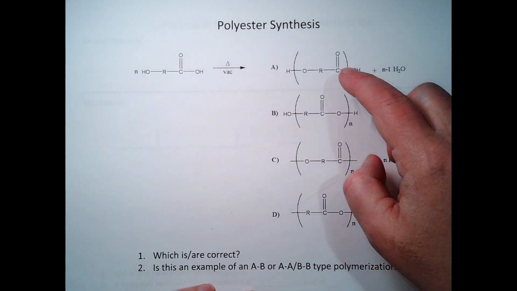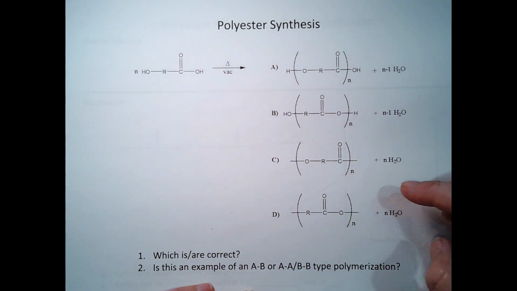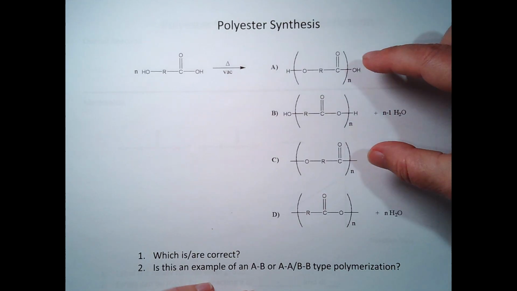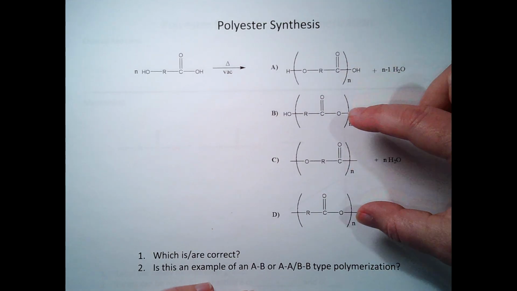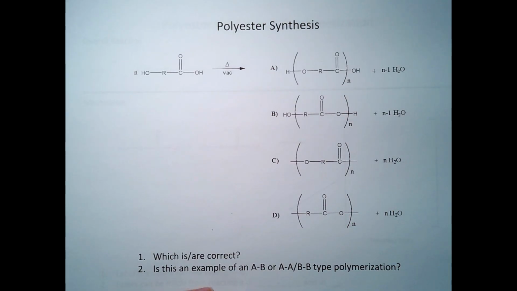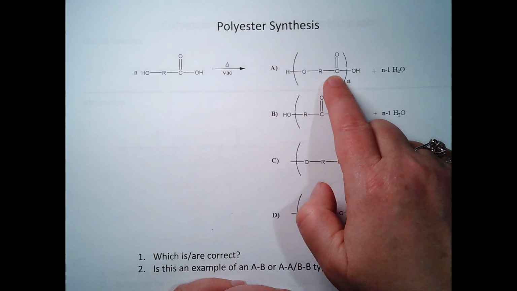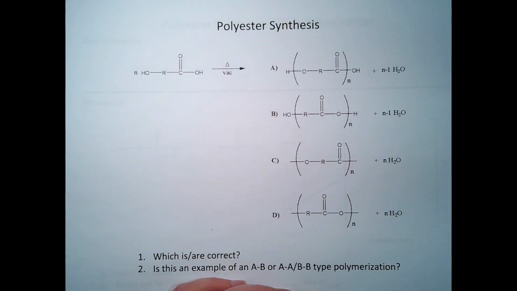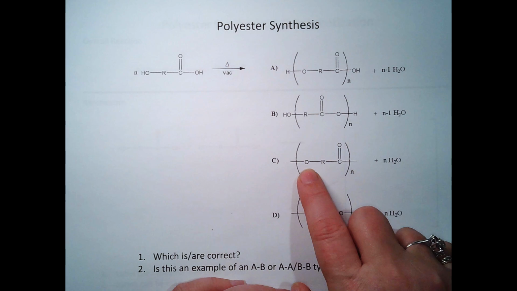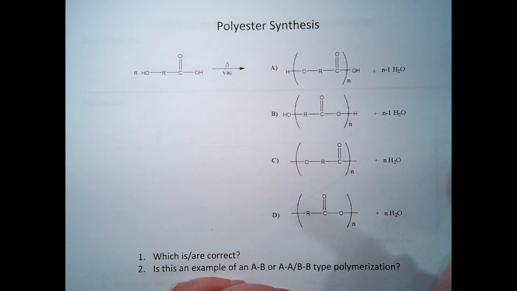So how do we know that A and C are actually the same as B and D? The easiest way to figure that out is to really think about what a repeat unit means. It means that if I write oxygen, R, carbonyl N times, I'm going to get the same thing as if I write R, carbonyl, oxygen, R, carbonyl, oxygen. If I write that out N times, do I get the same molecule?